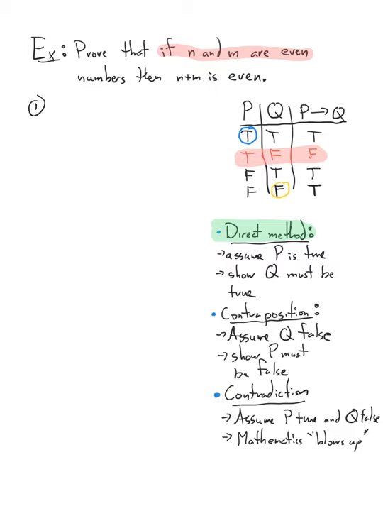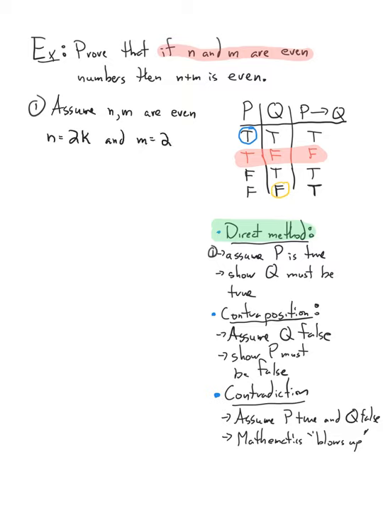So we'll call this part 1. Maybe I'll number these. This is step 1, making your assumptions for P. So we want to assume that n and m are even. So we're going to assume n and m are even. So what does that mean? Well, that means we should be able to write n as 2 times some whole number, and we should be able to write m as 2 times some whole number.